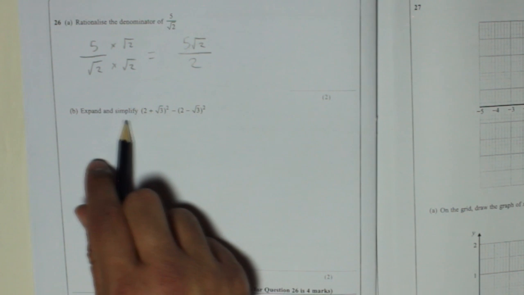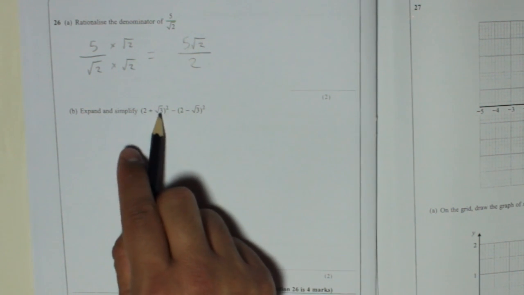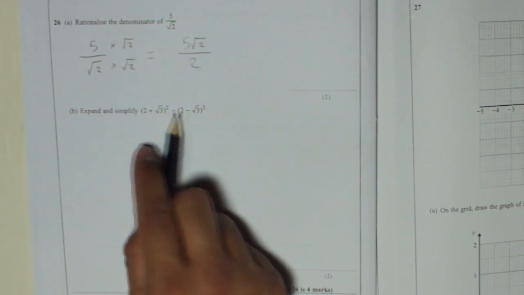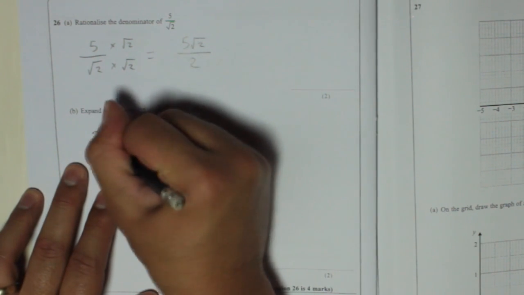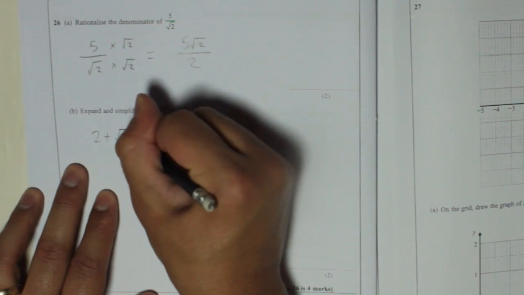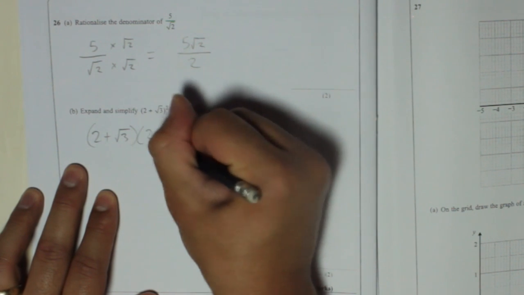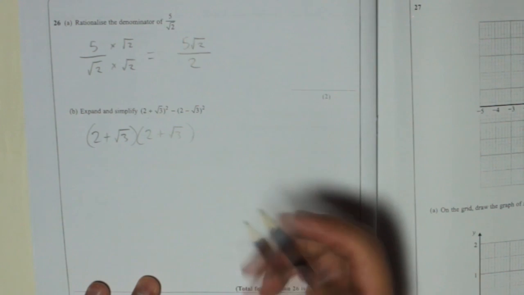So that's that one. B, expand and simplify that. Now you've got 2 plus root 3 squared, take away 2 minus root 3 squared. So what I'm going to do is each part separately. I'm going to do the first part first, which is 2 plus root 3 squared, which means you're going to times it by itself. So there they are. And I'm going to use the claw method to expand it.